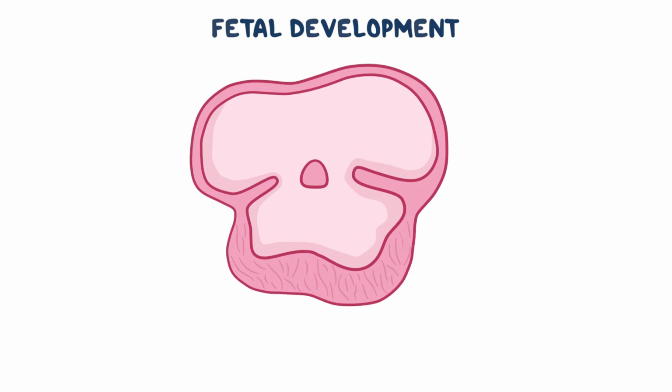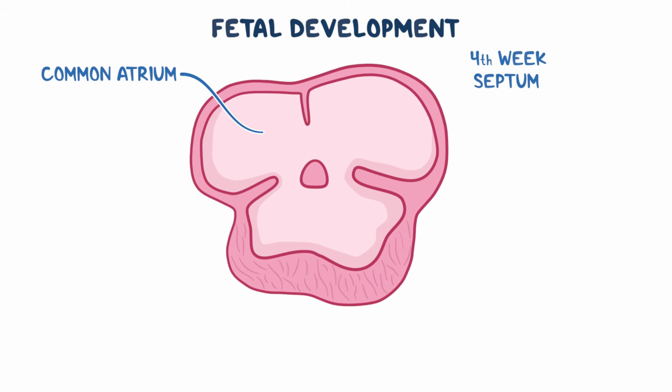To understand how this opening forms, we need to review how the atrial septum forms during fetal development. Early during heart development, the atria start as a single chamber called the common atrium. Around the 4th week of development, a thin wall called the septum primum begins to grow downward from the roof of the common atrium, gradually dividing it into right and left atria.